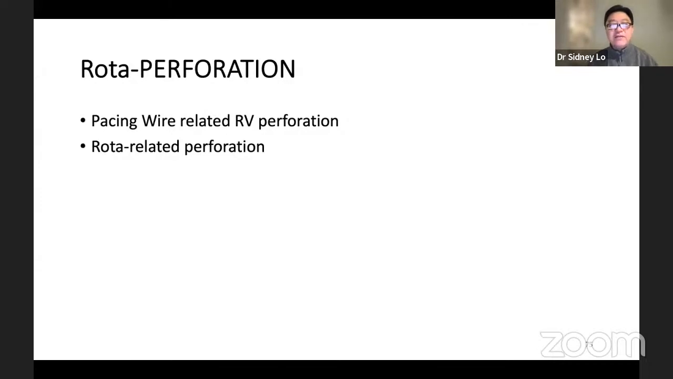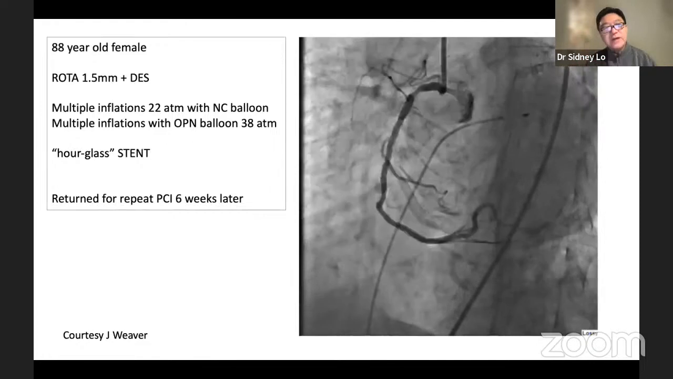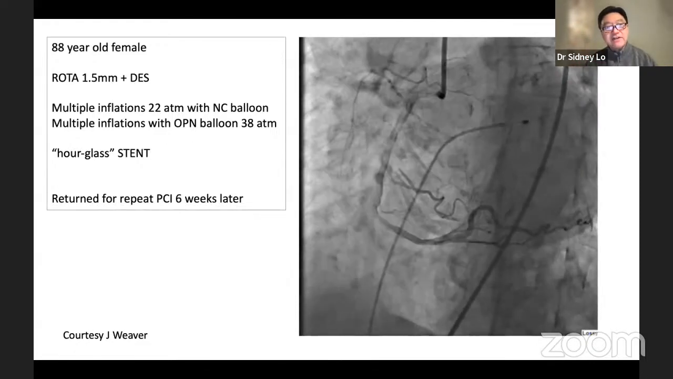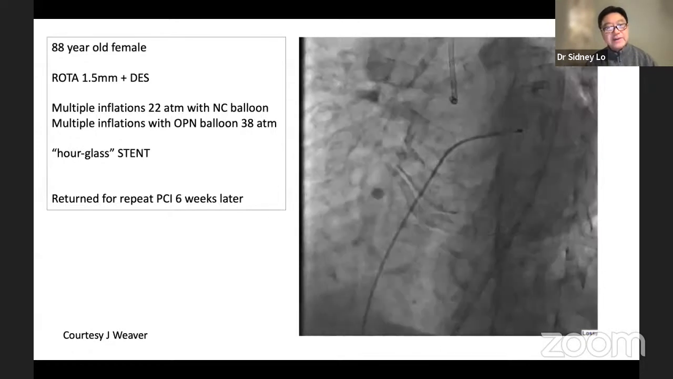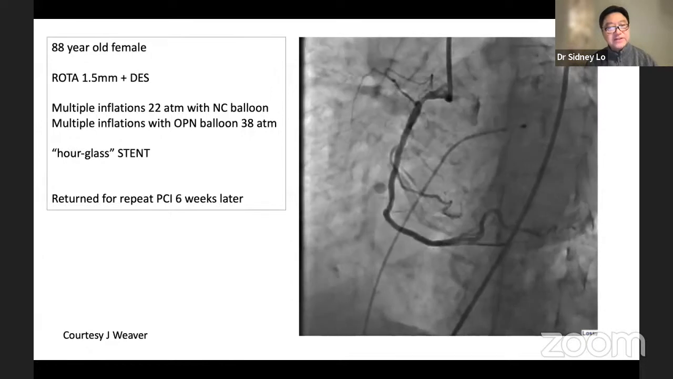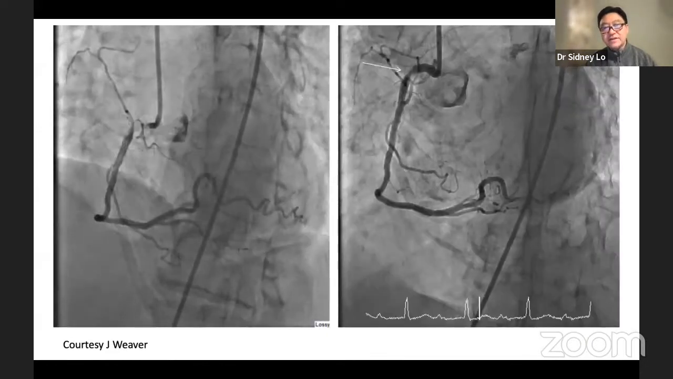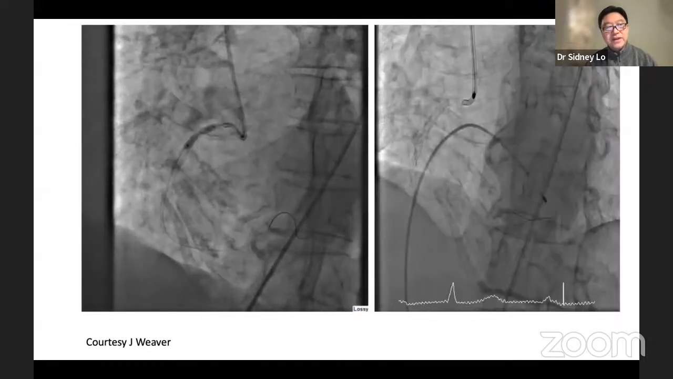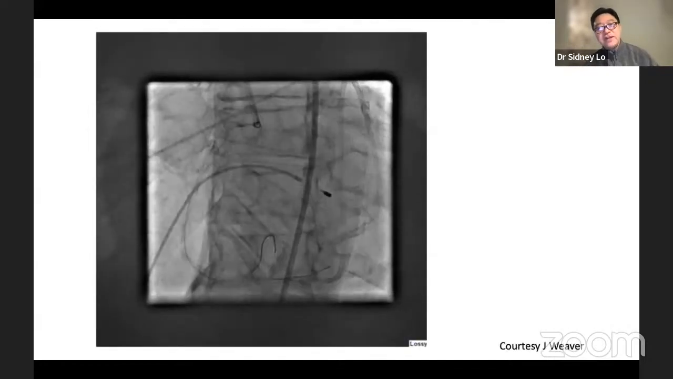Actually, a pacing wire, if you're using pacing, can also perforate the RV. Rotational-related perforations may be related to new stents. This is a rotational atherectomy of the right coronary artery and stenting, and they could not dilate a portion of the proximal stent despite an OPN balloon to 38 atmospheres. And so it was left. 6 weeks later, they thought they'd have another go at this. This is the site. And within minutes, they tried ballooning it, it did not work. And within minutes, they caused a perforation.